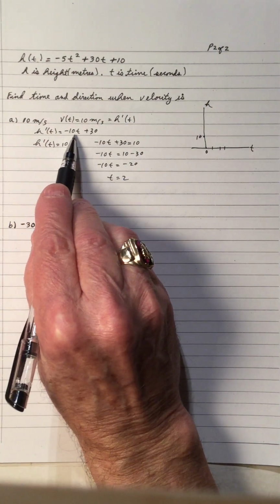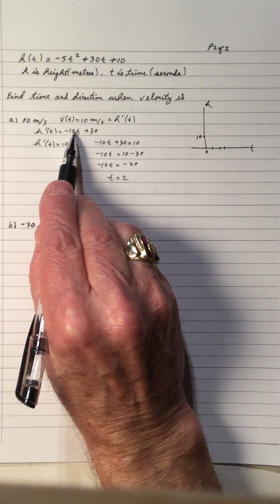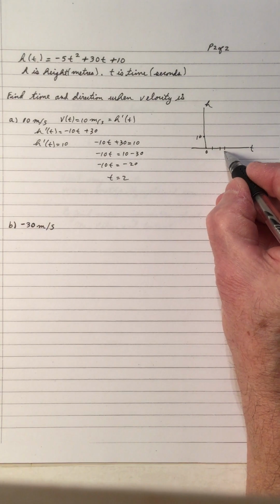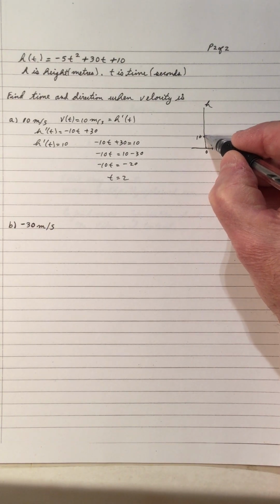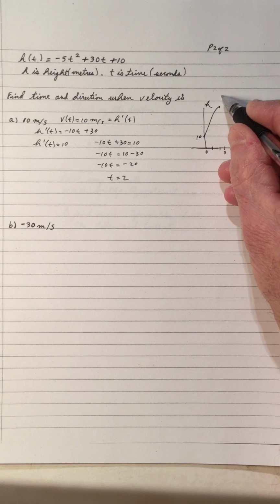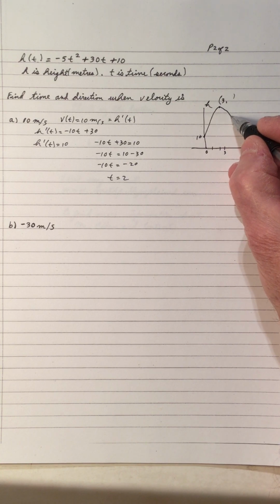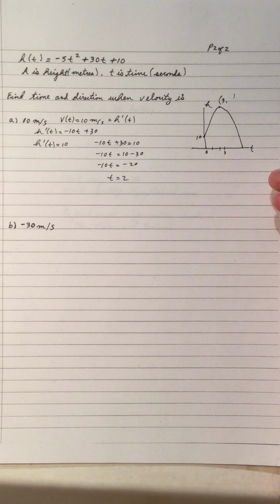If we let the derivative equal 0, we get negative 10t plus 30 equals 0, so negative 30 divided by negative 10 is 3. So at 3 seconds, this object will reach its maximum height. Right here, at 3 seconds, it reaches maximum height, and then it starts to come down like this. It's very similar to the last one we did.